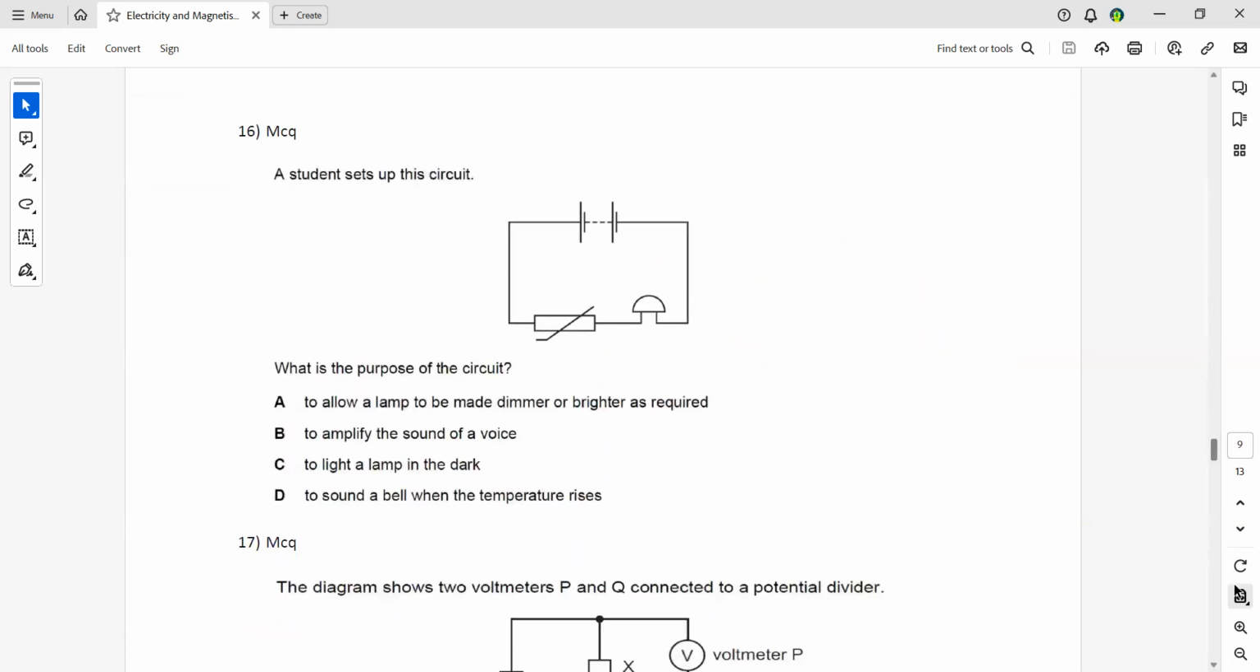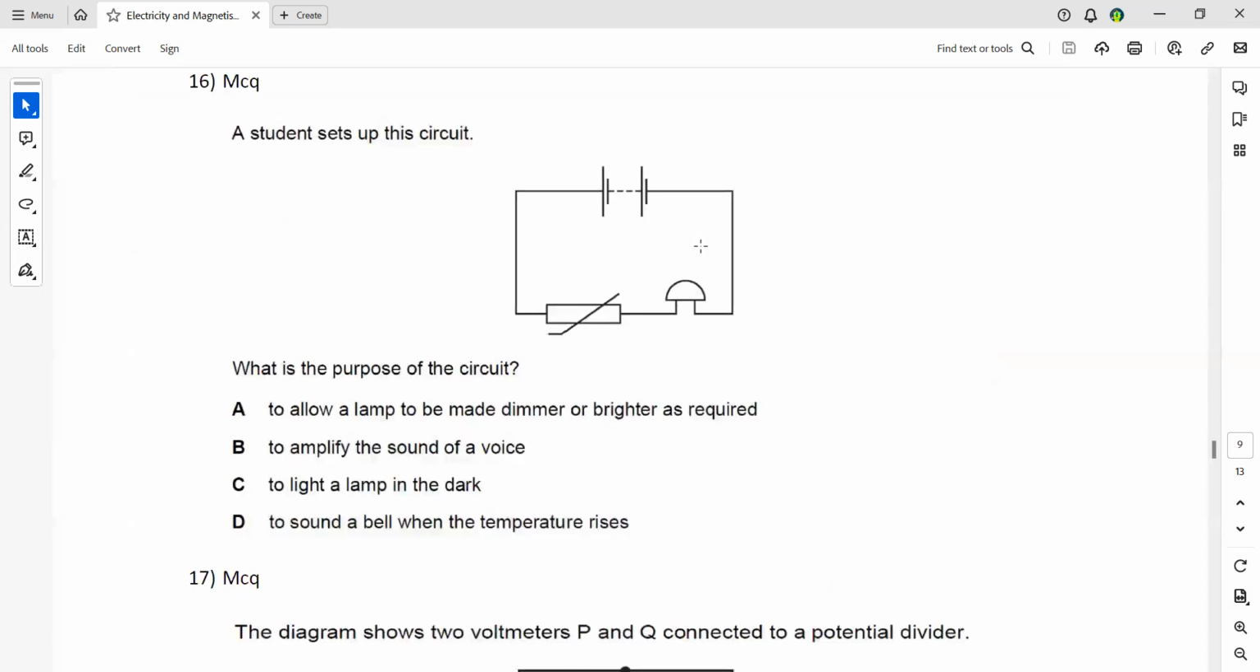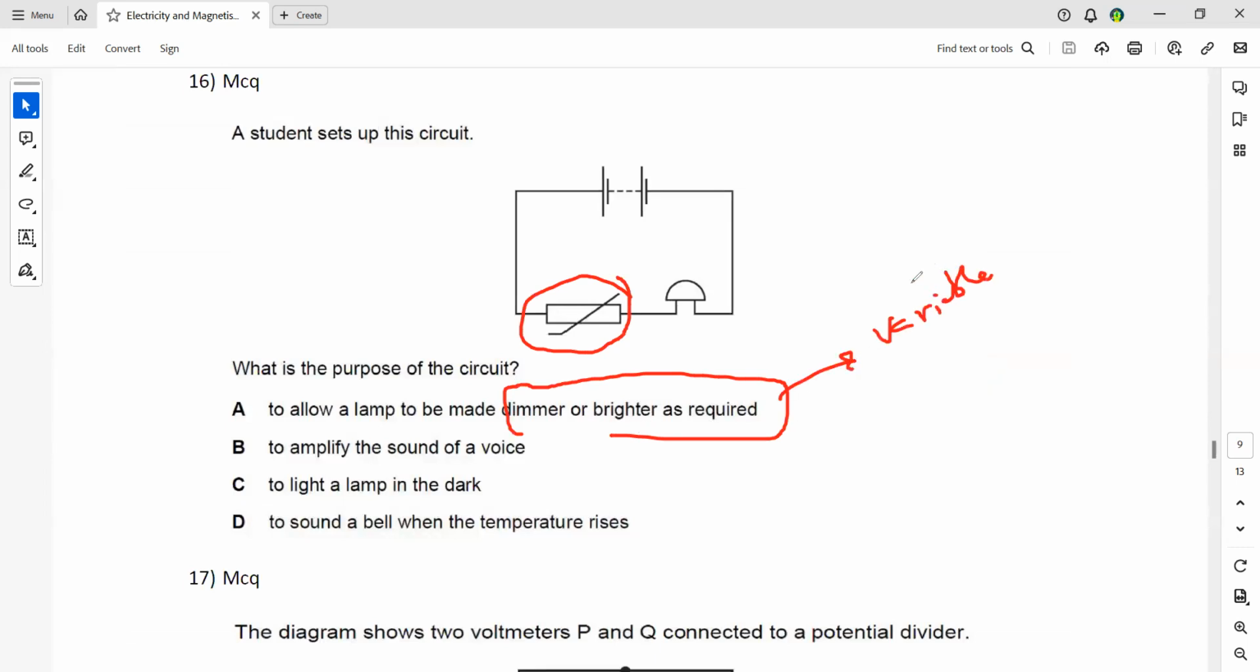The student set up the circuit. What is the purpose of the circuit? In a circuit, when you see a thermistor, it means it should be a temperature sensing circuit. Allow the lamp to be made dimmer or brighter as required? No. If we want to do this, then what should be the component here? For that, we need a variable resistor, if we want to change the brightness of a lamp by ourselves.